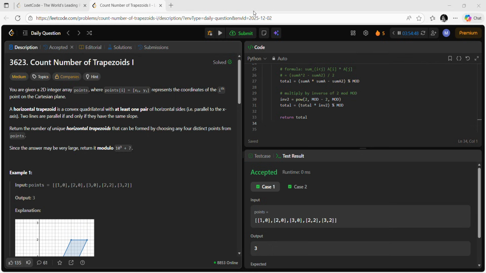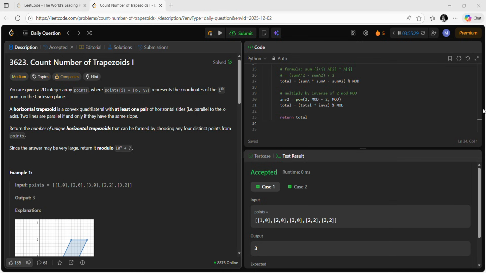Because a horizontal side needs 2 points, here we can also see a key observation: a horizontal trapezoid forms only when you pick 2 points from one y level and 2 points from another y level. So the problem becomes: from every y coordinate level, choose a combination of 2 points and multiply it with combinations from every other y level. This turns the problem from geometry into pure combinatorics. Now, let's explain the code line by line.